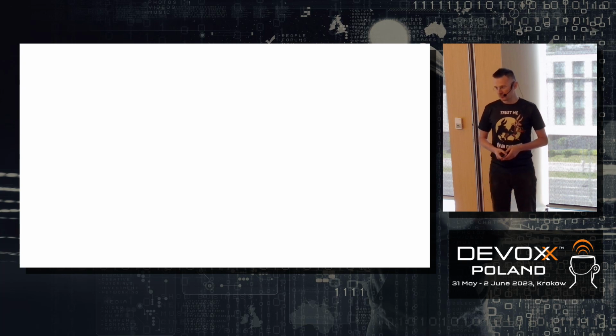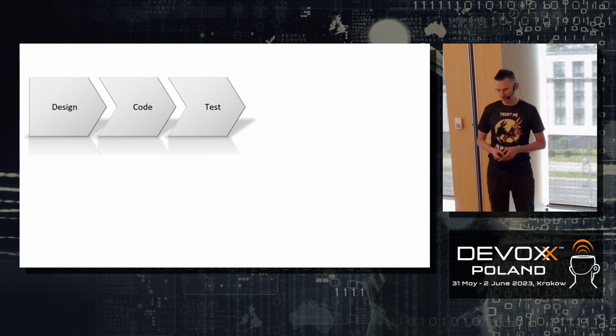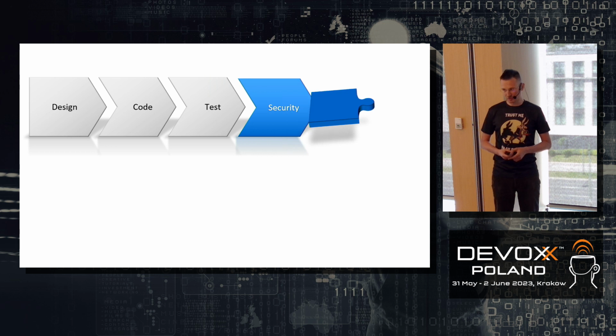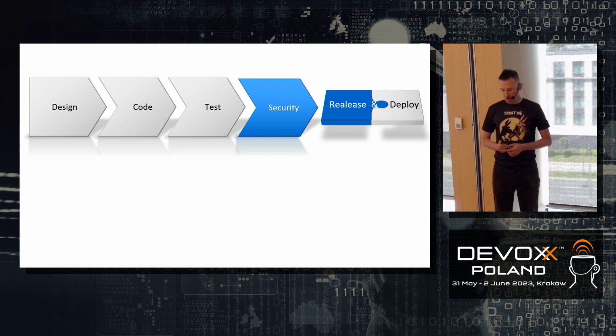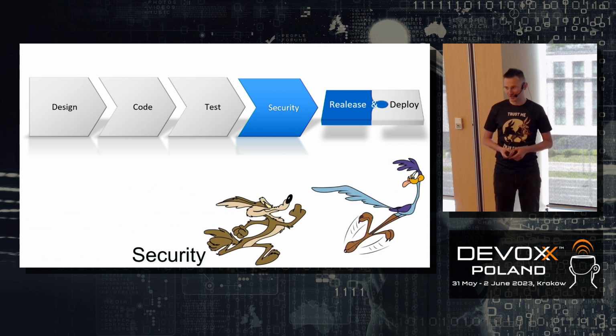Let's have a look at how we deal with security during development. It doesn't matter if you use Agile or Waterfall. Often security comes as the last part of the process, just before the application is released and deployed. Also, development and delivering new features nowadays is really fast, and a security guy can have problems with catching up with it.